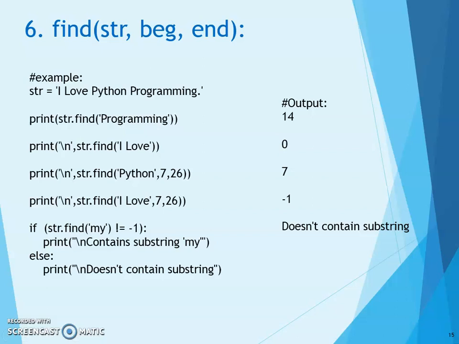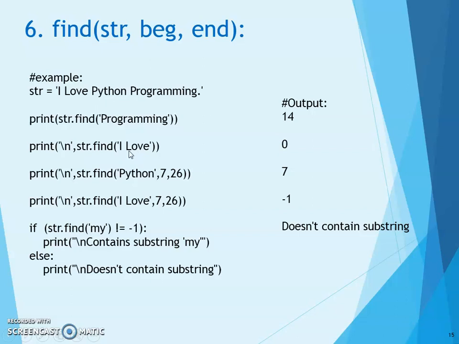So this is the given string, and we want to find where the substring "programming" is occurring. We have to start counting from 0, then 1, 2, 3, 4, 5, 6, 7, 8, 9, 10, 11, 12, 13 and 14. So the index of P is 14, so it will return the 14th index.